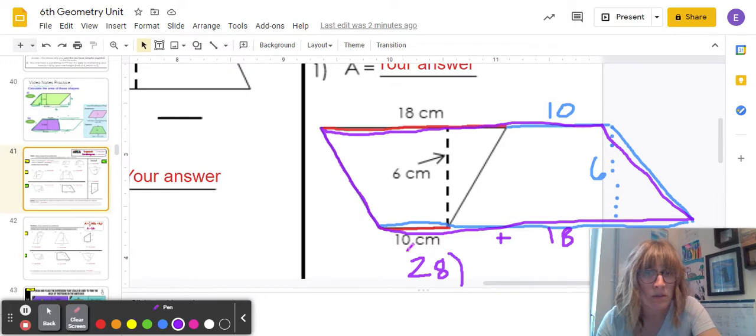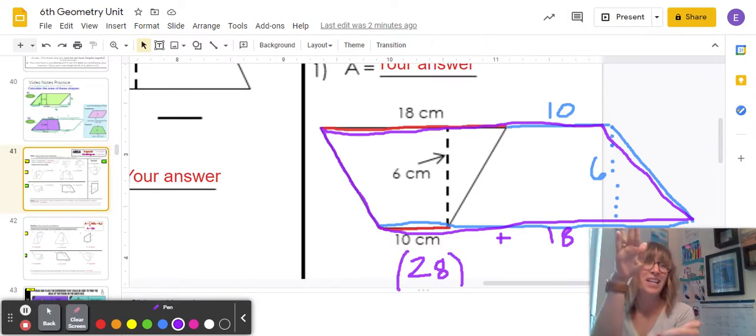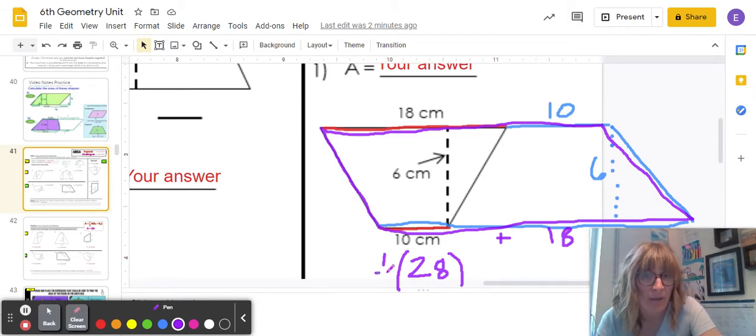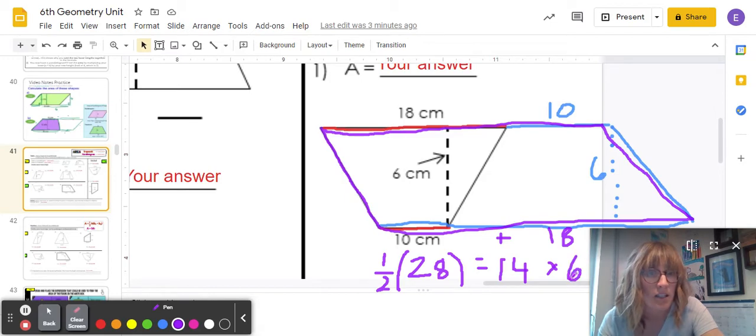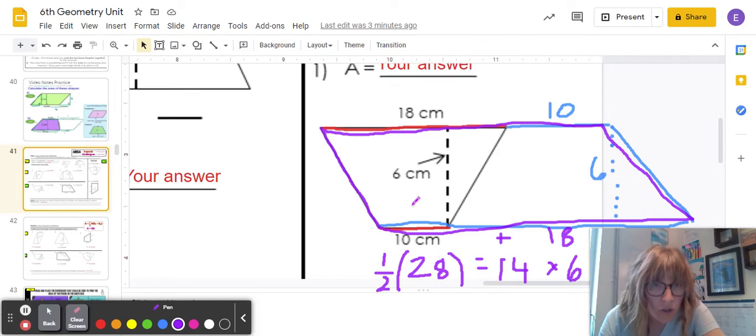And then we can either multiply it by the height and then cut it in half, or we can cut it in half and then multiply it by the height. In this case, I'm just going to cut it in half first. So half of 28 gets us 14, because it's smaller to work with, which is simply why I'm choosing that route. Then we multiply that by our height, which is 6. So 14 times 6: 10 times 6 is 60, and 4 times 6 is 24. So 60, 70, 84. So the area of the trapezoid here is 84.